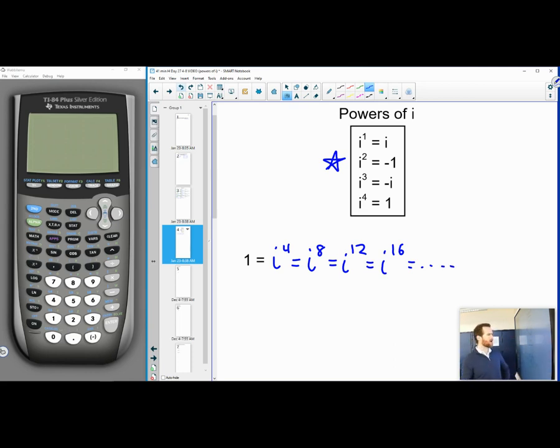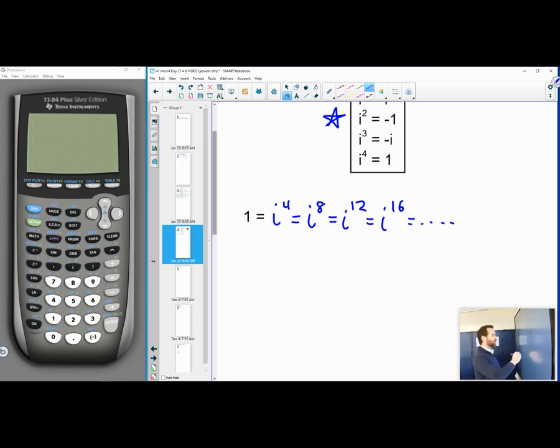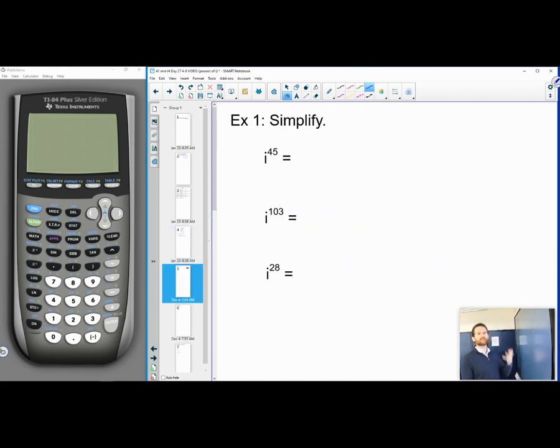We've got a 4, an 8, a 12, and a 16. Hopefully you're noticing that all these powers are multiples of 4, which is actually really critical. So that tells us that anytime we have i, our imaginary unit, raised to a power, and if that exponent is a multiple of 4, it's going to equal 1. That's absolutely critical. And that's what lets us simplify these big powers like we're going to see in example 1.